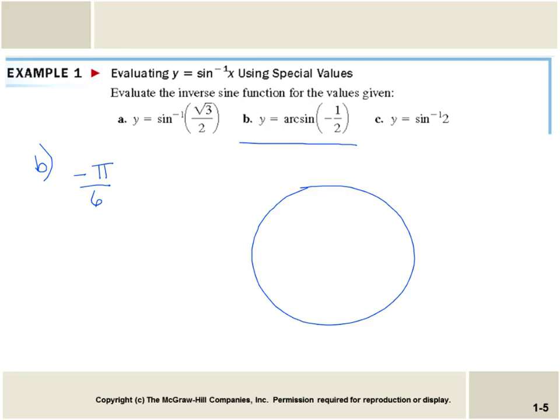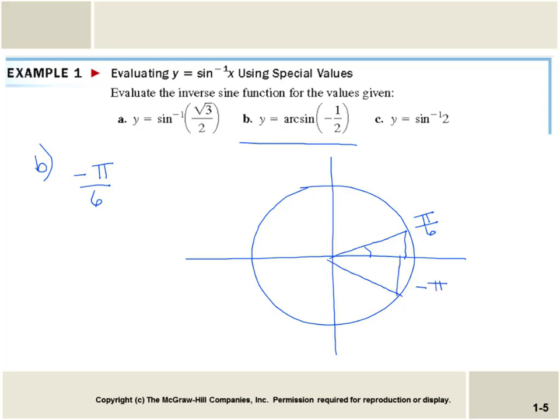Okay? Because when we look at a calculator, remember, the reference angle is pi over 6, right? But that puts it in quadrant 1, and it makes it positive. And we know it has to be between minus pi over 2 and pi over 2. So it has to be minus pi over 6. Does that make sense to everybody? Yes.